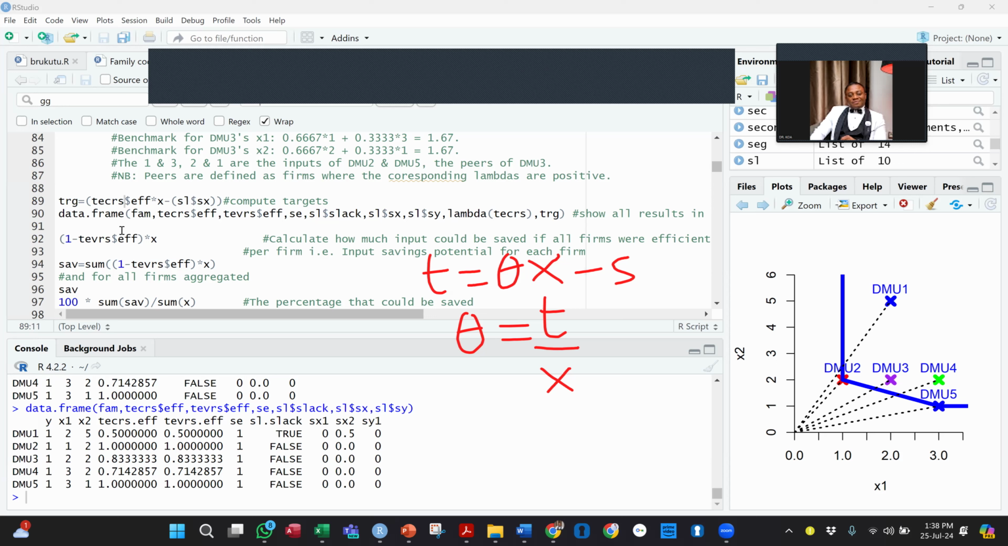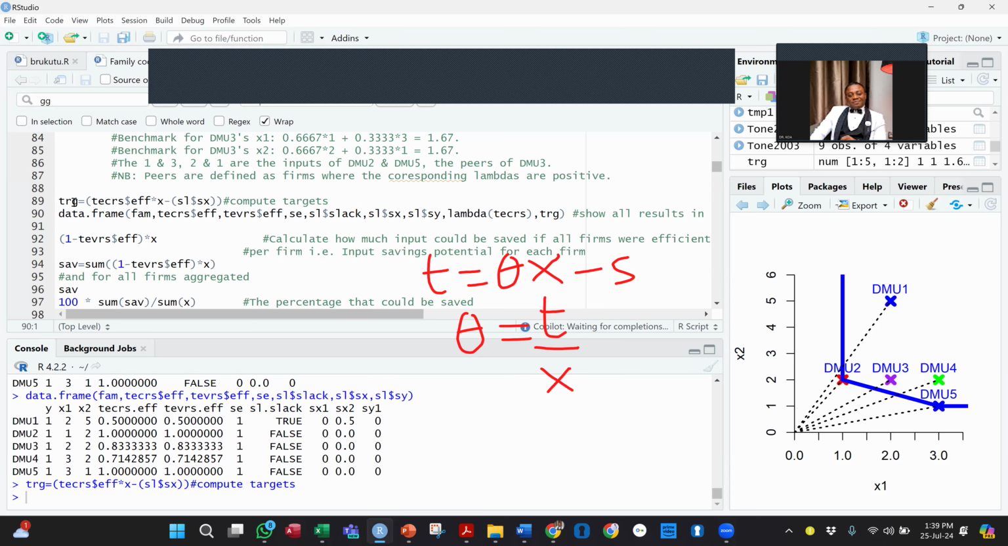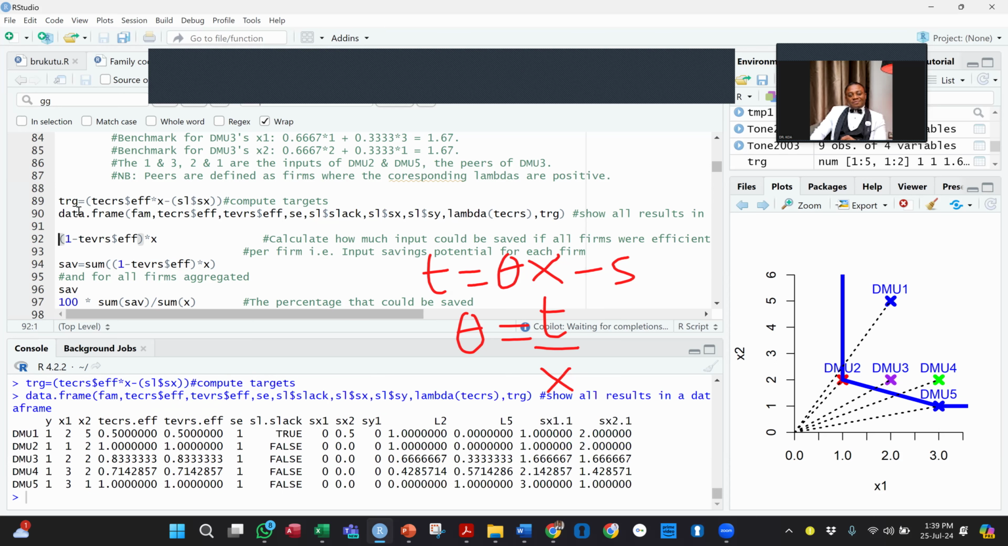In the event that the slack is not 0, multiply theta, which is the efficiency score, by the actual, and then go to the slack and remove the slacks from it. Okay, so let's do that here. I just did that. Now let's see the result. It's going to be the last column.